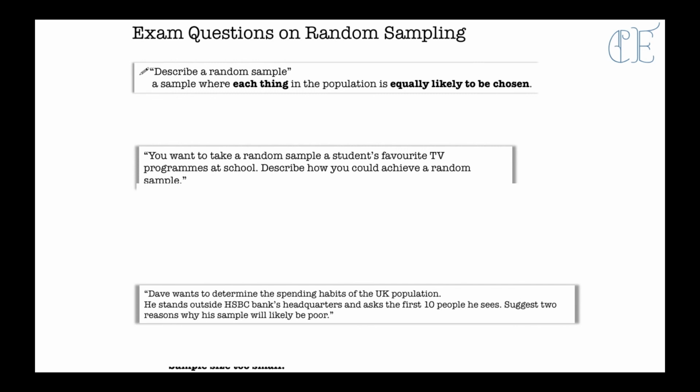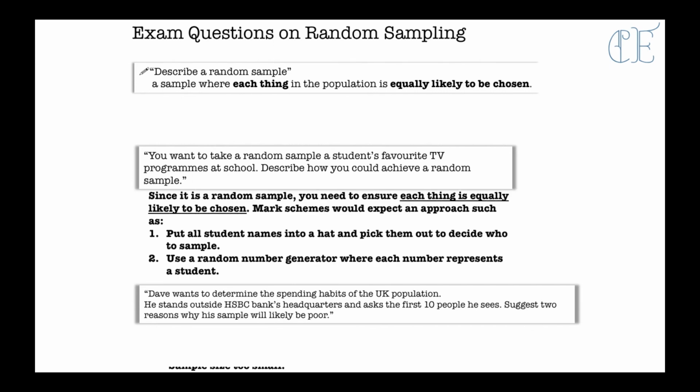Question 2. You want to take a random sample of students' favourite TV programmes at school. Describe how you can achieve a random sample. Since it's random, you need to ensure that each thing is equally likely to be chosen. So the mark scheme would expect you to say something like put all students' names into a hat and pick them out to decide who to sample, or use a random number generator where each number represents a student. Something as simple as that.